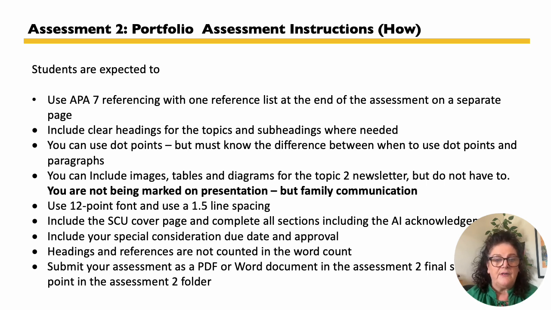A 12-point font is helpful and a 1.5 line spacing, so markers can put comments specifically where that might relate to a particular issue. Include the Southern Cross cover page and complete all the sections, including the AI acknowledgement and your special consideration due date and approval if you have one. The headings and references are, as you know, not included in the word count, and you can submit your assessment as a PDF or a Word document.